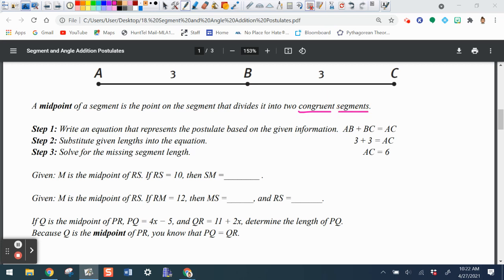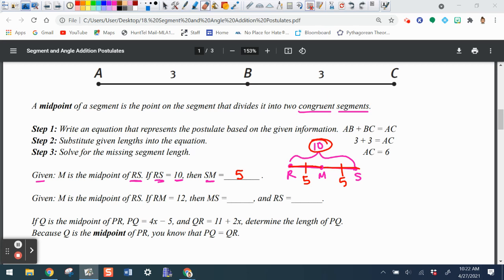Let's take a look at one of our examples. It says, given M is the midpoint of RS, if RS is 10, then what's the length of SM? I'm just going to draw a quick diagram. M is the midpoint of RS, and they tell us that RS is 10. If M being the midpoint divides RS into two congruent segments, we can divide this total length by 2 to find the length of RM and MS. 10 divided by 2 is 5. So the length from R to M is 5, and the length from M to S is 5. So SM is 5 units.